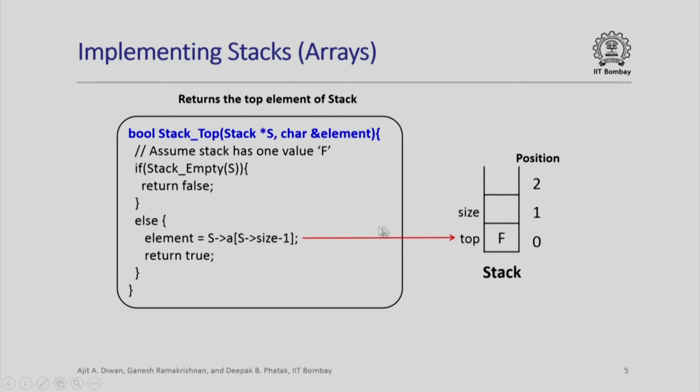Why size minus 1? Please note that if there is only one element, which is at the 0th position of the array, size will be equal to 1. And since the element is at f, I have to return that element. I will return true. Note that size does not change by this function, because this function merely examines the top element, does not change the status of the stack at all.